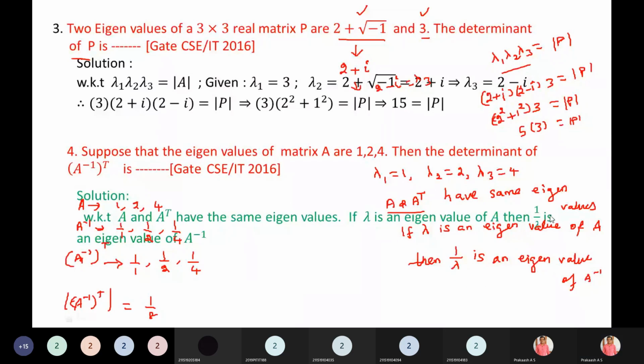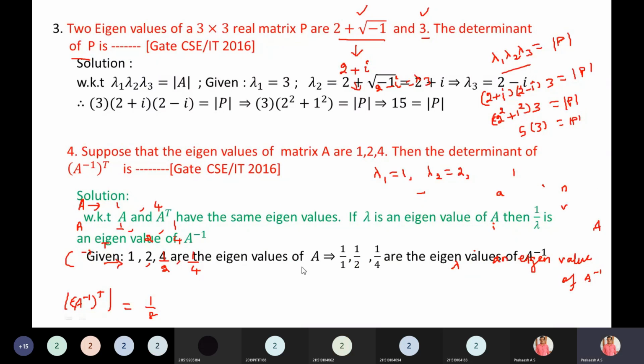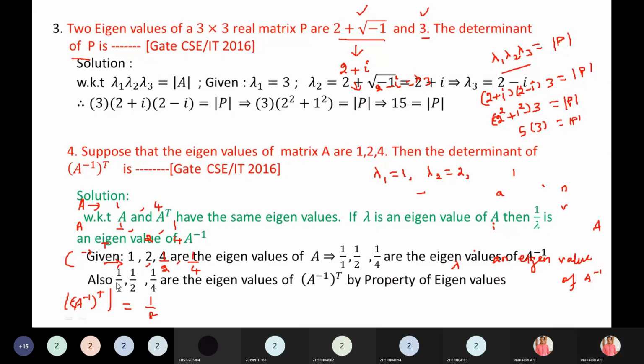If lambda is an eigenvalue of A, then 1 by lambda is an eigenvalue of A inverse. Given that 1, 2, 4 are the eigenvalues of A, this implies 1, 1 by 2 and 1 by 4 are the eigenvalues of A inverse. By the property, these are also the eigenvalues of the transpose. So the product is 1 by 8, which is the answer.